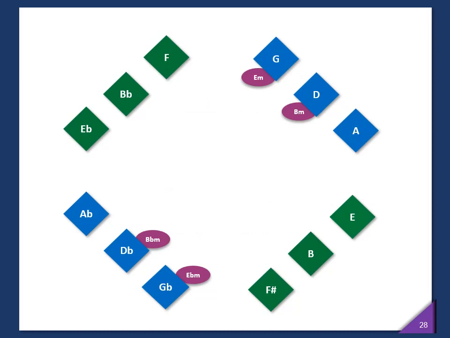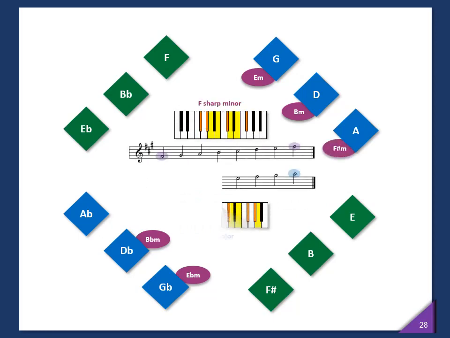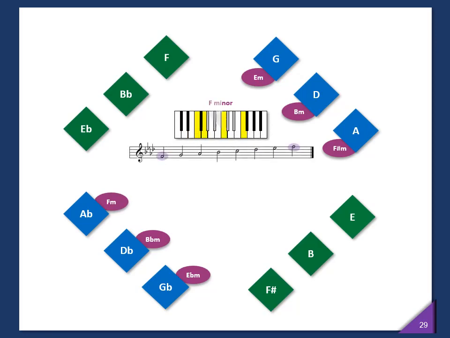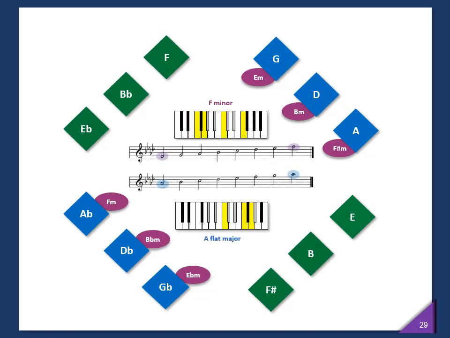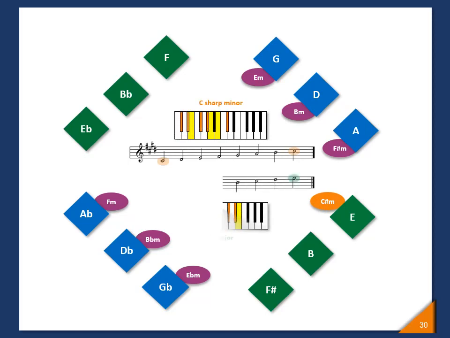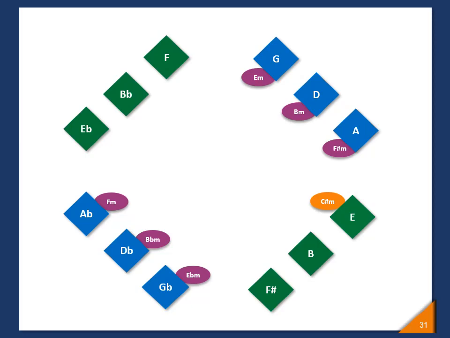A major has a corresponding F sharp minor. On the opposite side we get F minor. Moving clockwise we get C sharp minor, which is relative to E major. On the opposite side appears C minor.